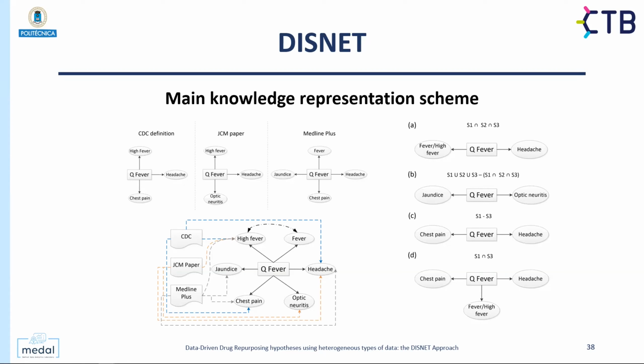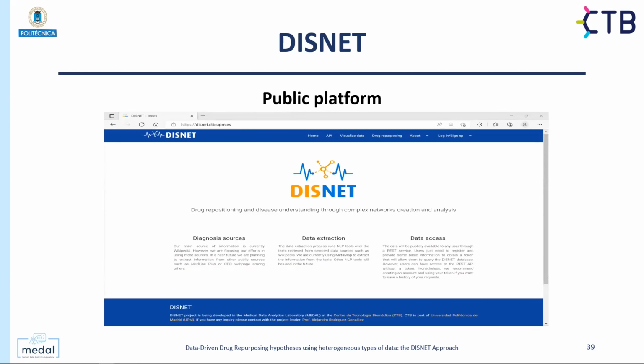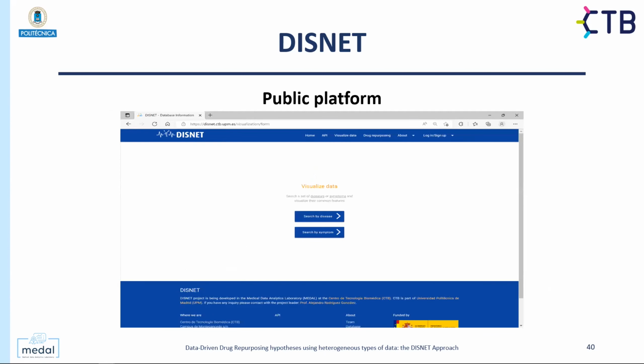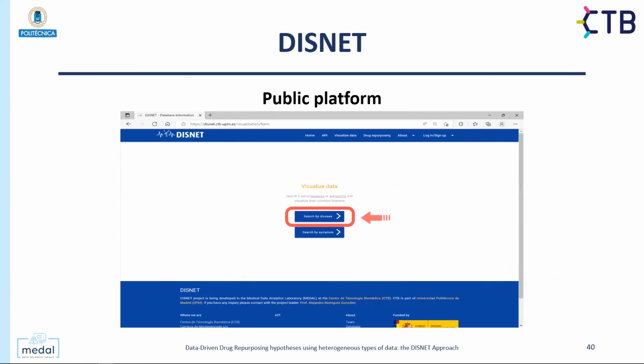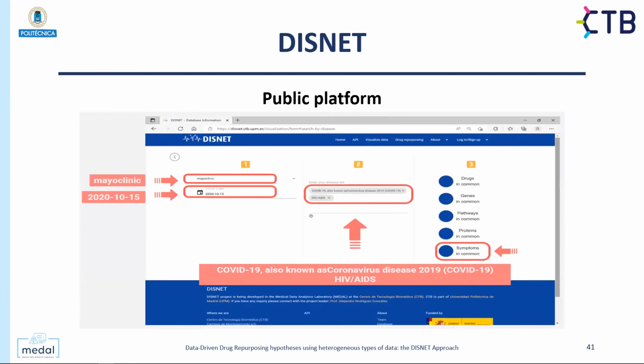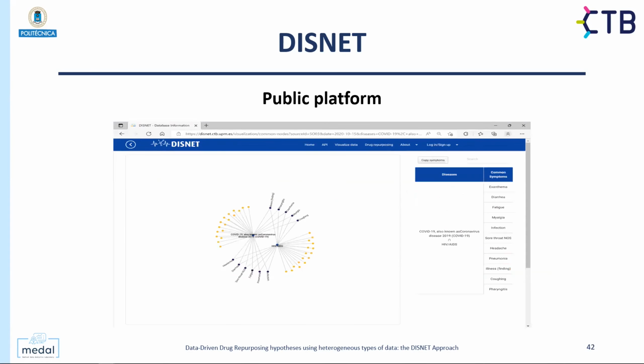Okay. So at the end, what we have is a public platform. I will skip this very fast, that allows you to go and visualize the data. You can visualize here by disease. You can select one source, one snapshot. I told you that we create data every 15 days. So every 15 days, we create a different snapshot. You introduce the diseases you want to see the symptoms in common.